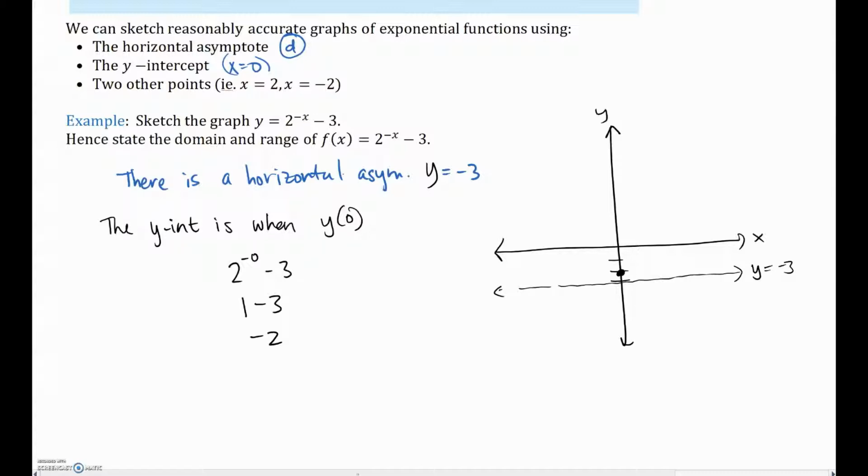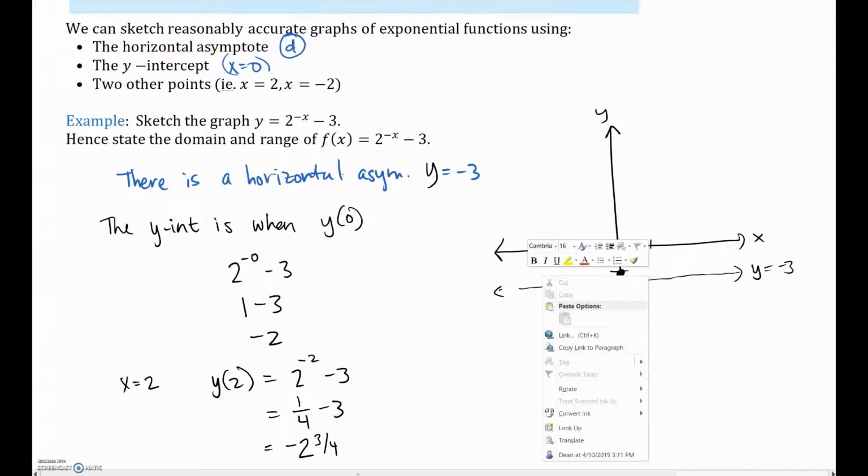And then last but not least, let's plot some other points. Let's say x equals 2. If I evaluate y with the 2 in it, I get 2 to the negative 2 minus 3, which is 1 over 4 minus 3. What is 1/4 minus 3? Negative 2 and 3/4. So I plugged in x is 2, and I would get negative 2 and 3/4, so almost negative 3.